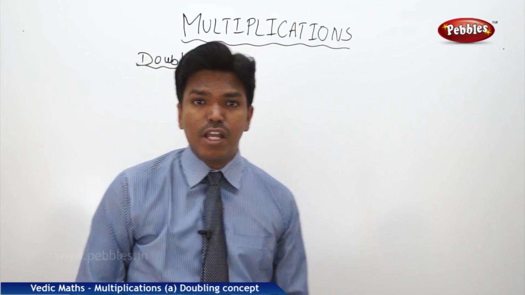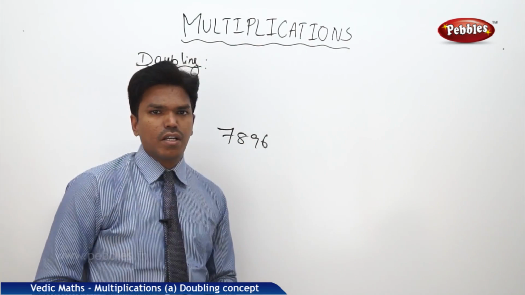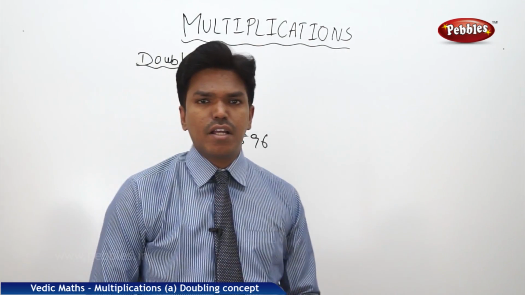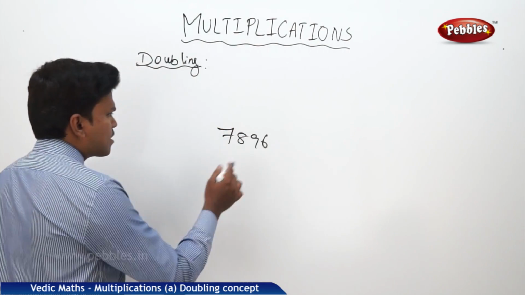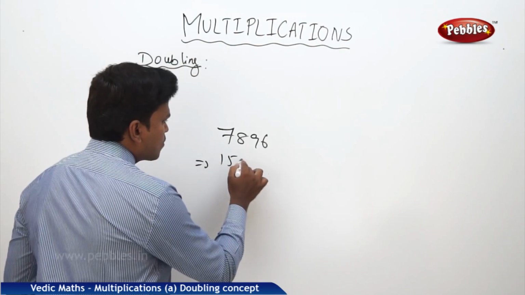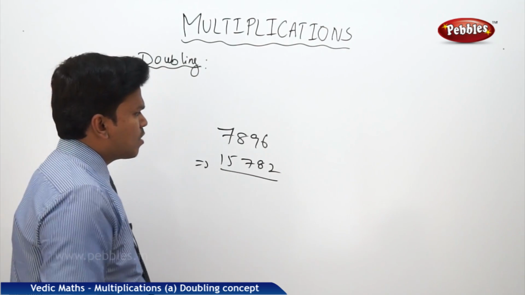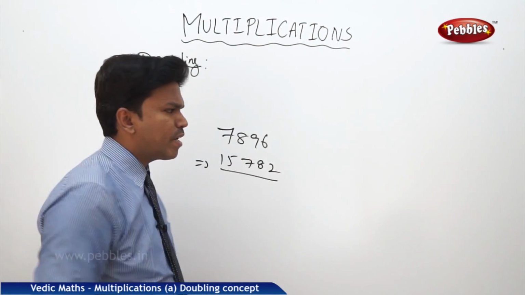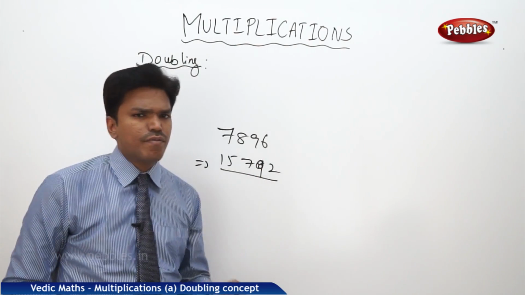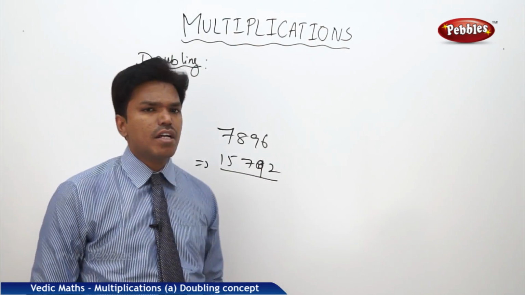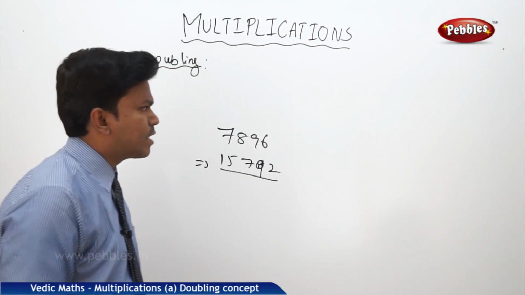But if I ask you immediately what is the double of 7, 8, 9, 6, I know you cannot say immediately, but in our Vedic maths it can be written very fast. The double of 7, 8, 9, 6 is 1, 5, 7, 9, 2. So within a few seconds we are able to tell the double of the number. But how is it possible? Now we will discuss.